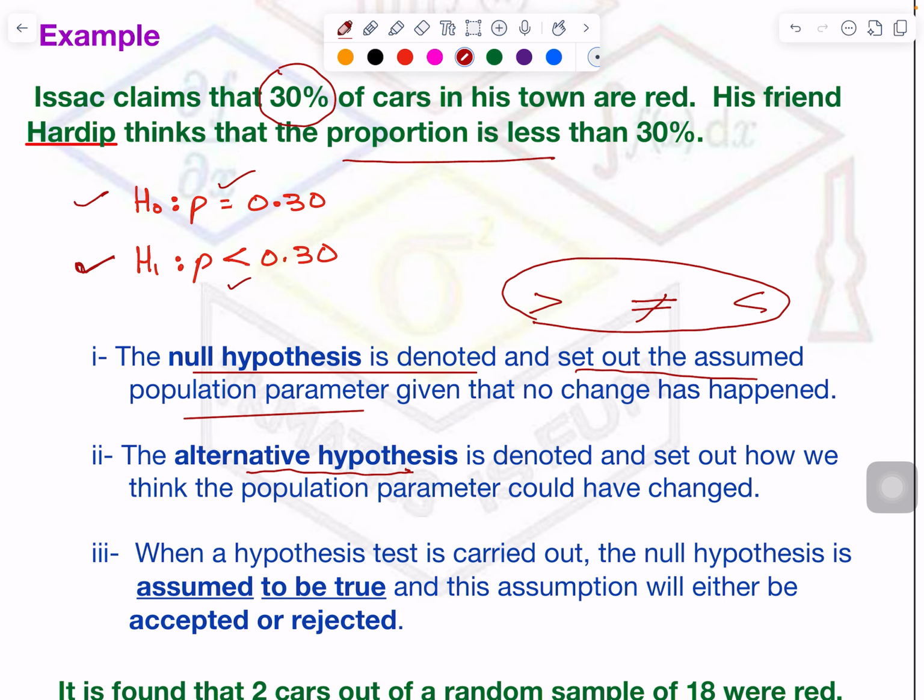When a hypothesis test is carried out, and this is very important, the null hypothesis is assumed to be true. Whenever we start any test, we have to make some reference point: this is true, and based on that we make some decision. Then when we perform the test, we say it is accepted or rejected. So after performing the test, based on the probability, we say either the null hypothesis is rejected or accepted, and we talk in that context and in the context of the scenario.